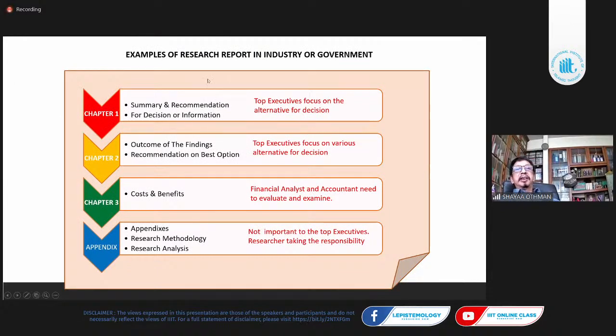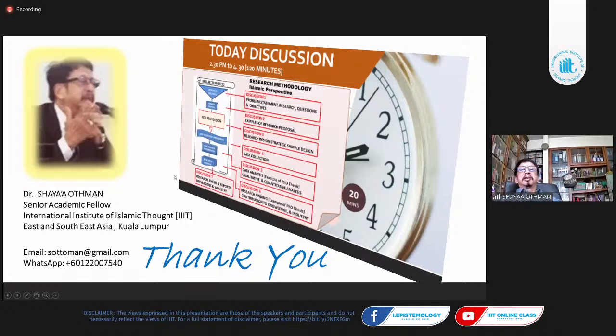Lastly, in industry, if you come up with research, if you're working in industry, the most important thing is the summary and recommendation. And then you talk of the outcome of findings. Then you talk of cost and benefit. Appendix, research methodology, all these are appendix. That is your responsibility as a researcher. You see, they don't question this. If anything is wrong, they will respect you in this. So the most important thing in industry is what they're looking into, unlike the private industry. Okay, that's all. Thank you very much.